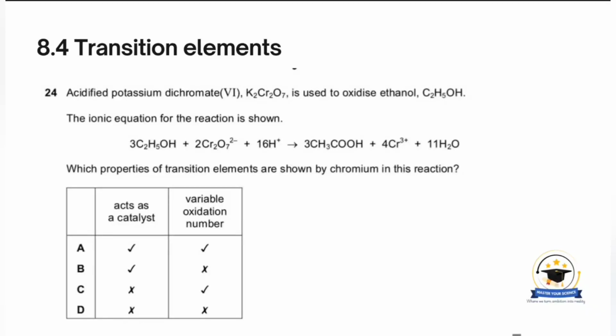This question says acidified potassium dichromate(VI) is used to oxidize ethanol. The ionic equation for the reaction is shown. Which properties of transition elements are shown by chromium in this reaction?